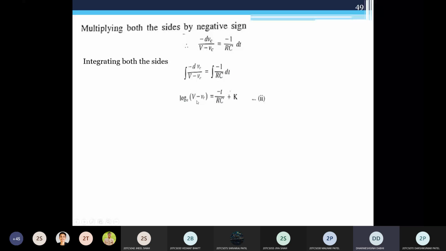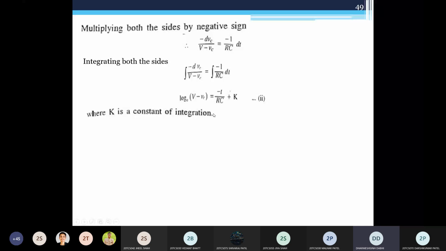Integration of dVc by V minus Vc is log(V minus Vc), and integration of minus 1 upon RC into dt is minus t divided by RC plus K. We name this equation number 2. Now, K is what? That is the integration constant. So how to derive this integration constant? That is by using the initial condition.